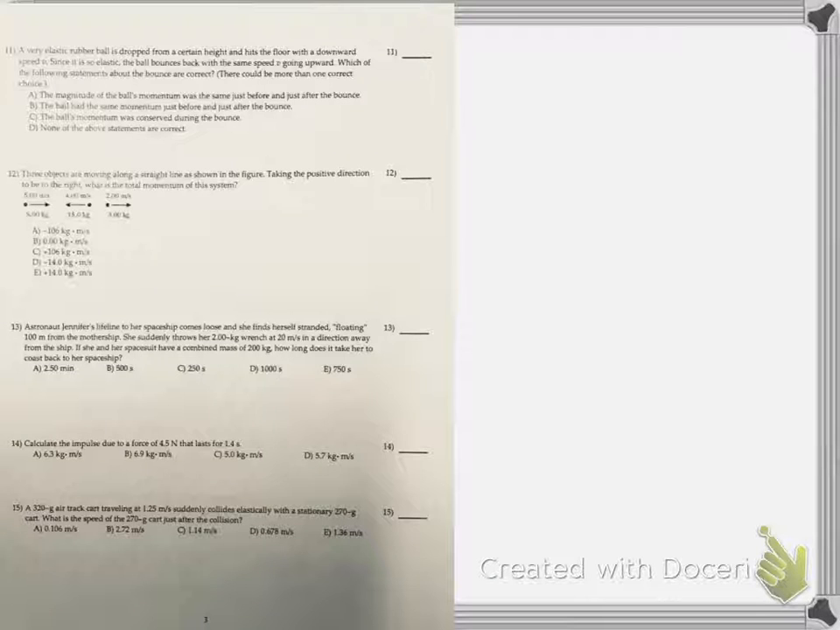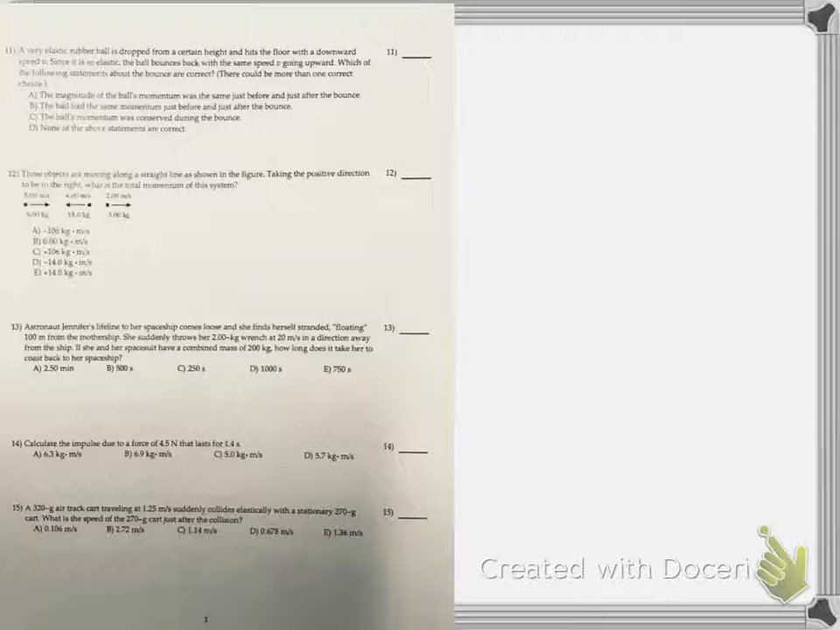All right, we're going to start out with what seems like a really easy question, and of course it's not. A very elastic rubber ball is dropped from a certain height, hits the floor with a downward speed v. Since it's so elastic, it bounces back at the same speed v going upward. Which of the following statements about the bounce are correct? There could be more than one correct choice. So we got to be very careful in how we read this.